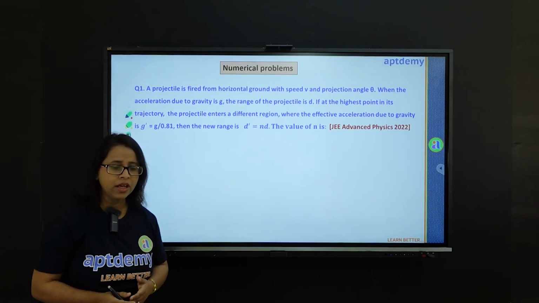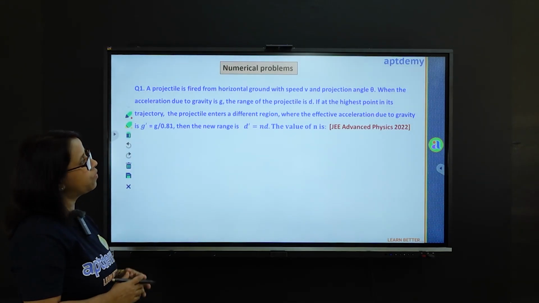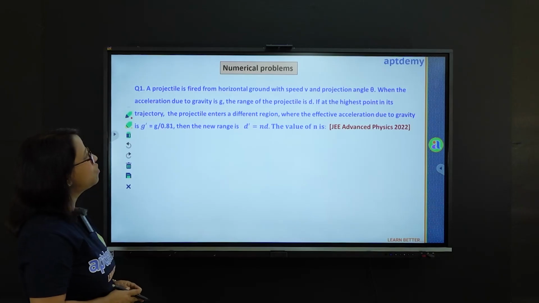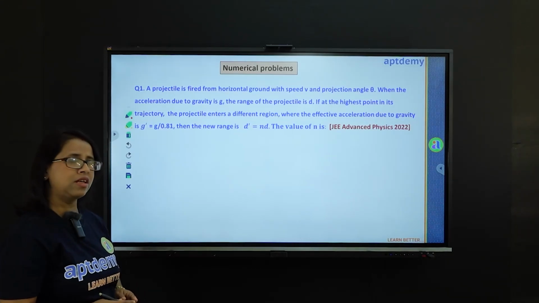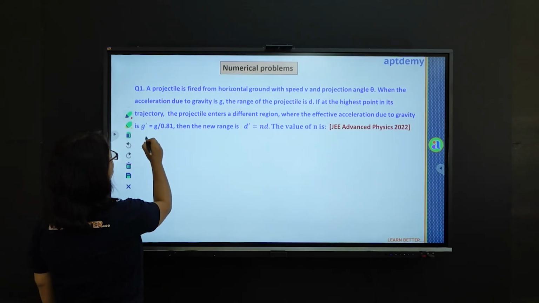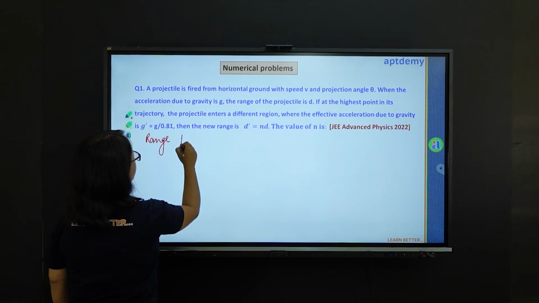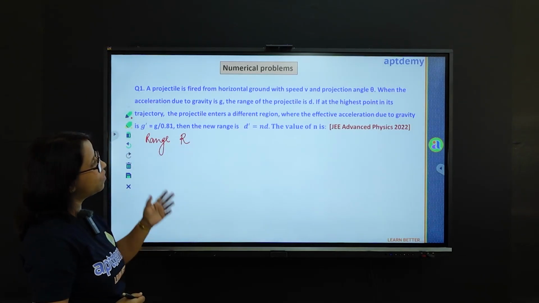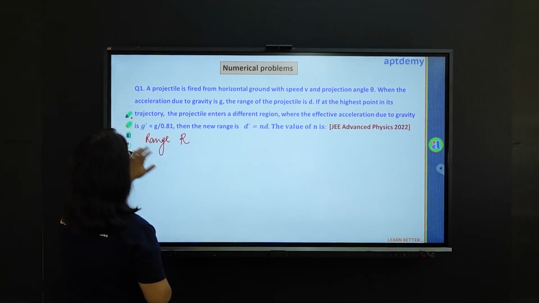So let's explore the case. We have a projectile that has been fired from the ground with a speed v at a projection angle of theta. Now the acceleration due to gravity was g and the range of the projectile is d. So let us write an expression for the range of the projectile. Let me represent range as r. Okay, the range has been given as d. We shall use accordingly.